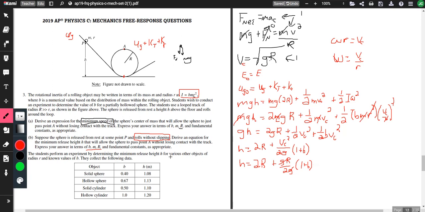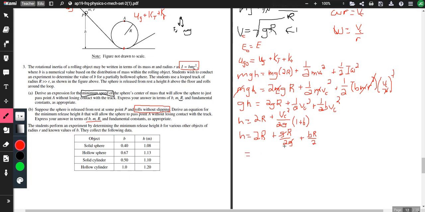I'm actually going to, just to make my life a little bit easier, redistribute that term. Oh wait, where'd the R go? R. And then this will be b times R over 2. So I can actually start cleaning this up. I can pull an R out from this entire thing. Actually, I'm going to pull out a 1/2 R from this entire thing.